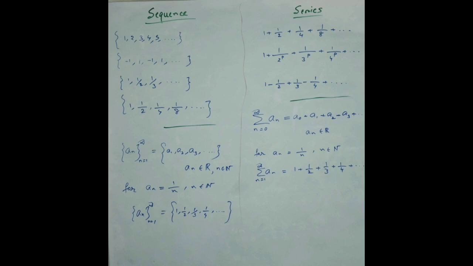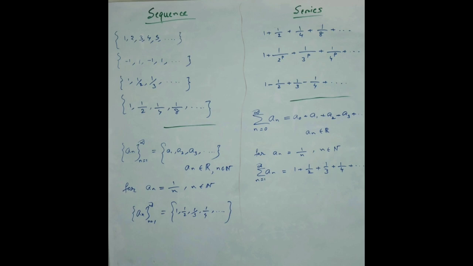You can see the example of sequence and series. For sequence I have written 1, 2, 3, 4, 5, dot dot dot. This way we can write a sequence, and for series we can write like 1 plus 1 by 2 plus 1 by 4 plus 1 by 8 plus dot dot dot. So a sequence is in a set-like format, but a series is in a summation-like format.